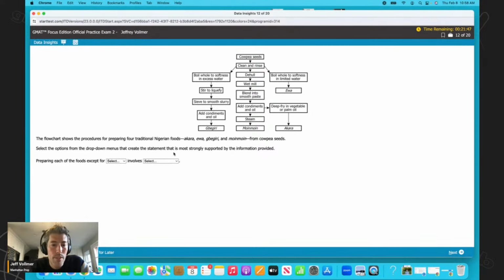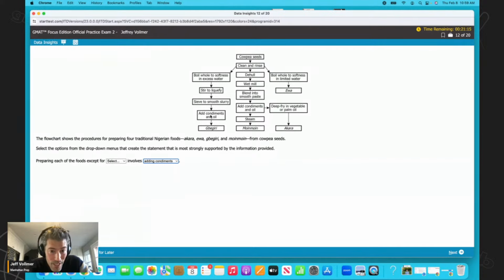All right, so there's like a process here. Select the options from the drop-down menus that create the statement that is most strongly supported by the information. So one of these foods, preparing each of these foods except what involves what? So 3 of these foods contain one of these elements, and then one of them doesn't. Let's take a look at adding condiments and oil. This is the first on the list. I don't know how to pronounce this.